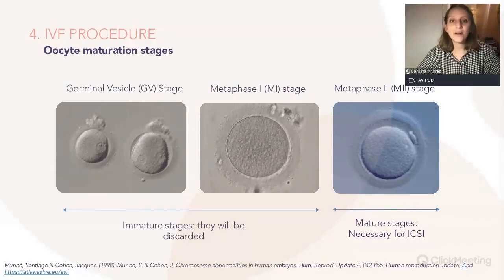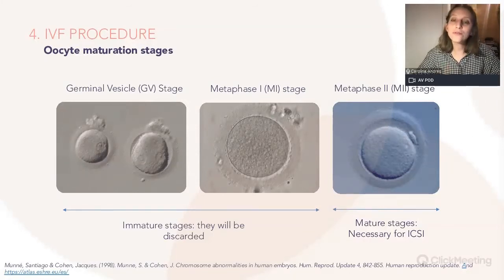This classification is very, very important because we can only perform the microinjection on oocytes with a certain aspect. We can classify oocytes in two different groups, the immature stages and the mature stages. For the ICSI treatment, we're only going to use the oocytes that are within the mature stage. That means metaphase 2 oocytes, whose structure I already described, as you can see over here.